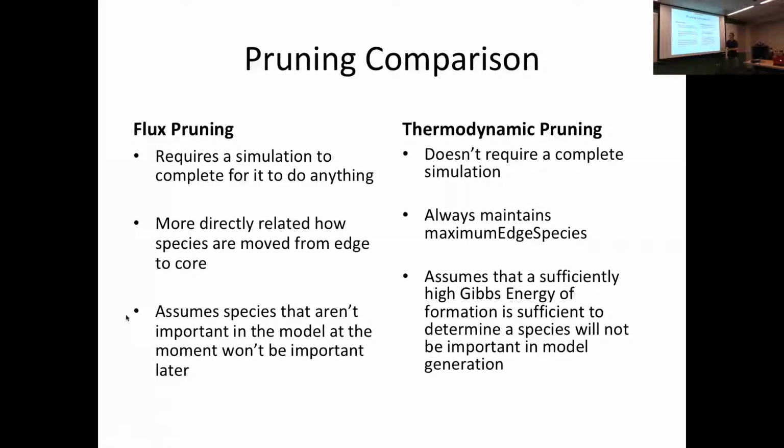The general assumption in flux pruning is that species that aren't important in the model at that moment won't be important later. The thermodynamic assumption is that if you have a high Gibbs energy, it won't be important. Both may be accurate to varying degrees, and it's also going to depend on your model type. One nice thing with thermodynamic pruning, which I would argue is the only real nice thing, is that it's much better at maintaining a maximum edge species than flux pruning is, and that's its primary advantage.